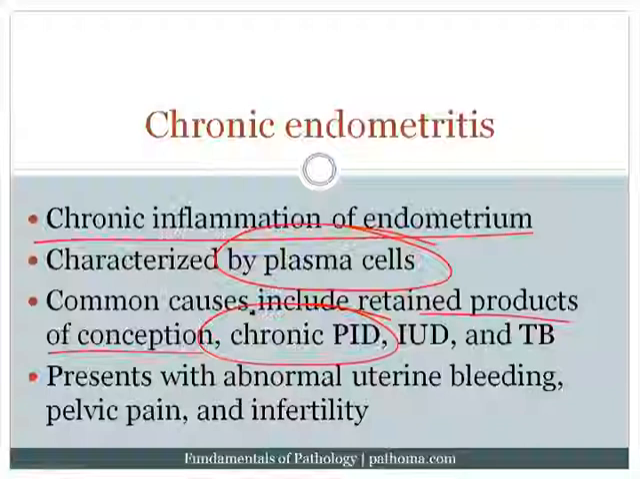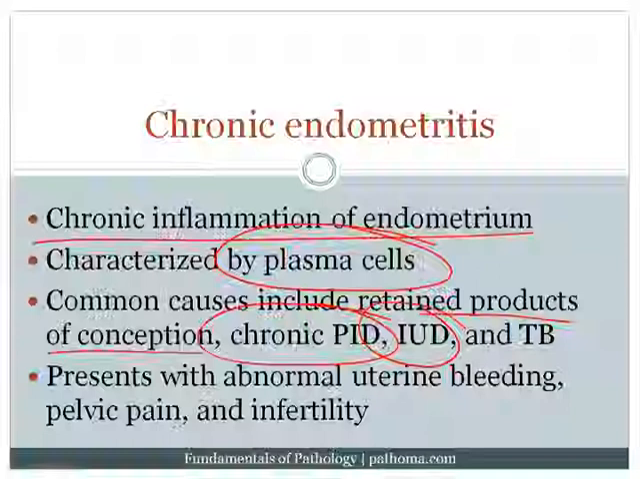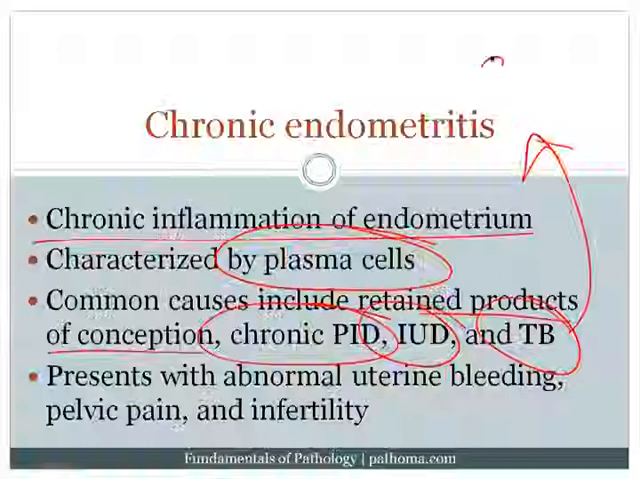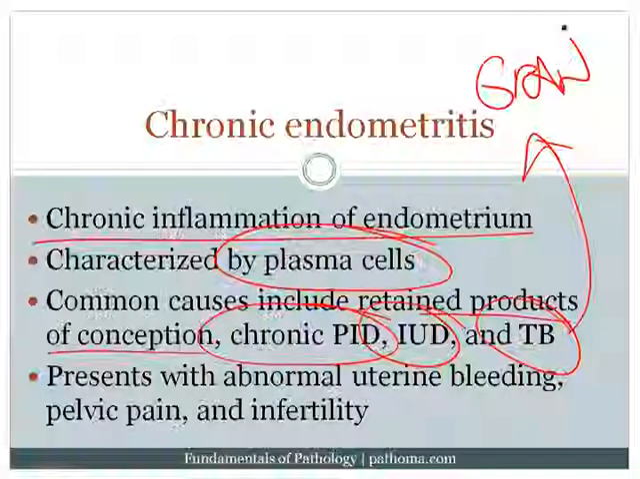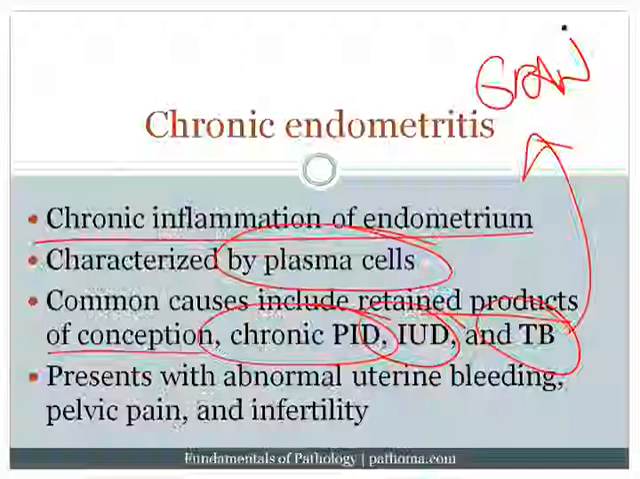Common causes include retained products of conception and chronic pelvic inflammatory disease; chlamydia, for example, can give you chronic endometritis. An intrauterine device can become secondarily infected and give chronic endometritis. TB would give you chronic endometritis, and in that particular case, of course, we would see granulomas. I think we're all well aware of that. These patients present with abnormal uterine bleeding, pelvic pain, and infertility.